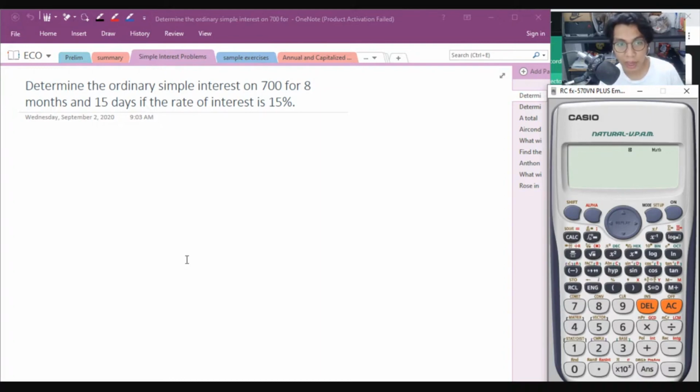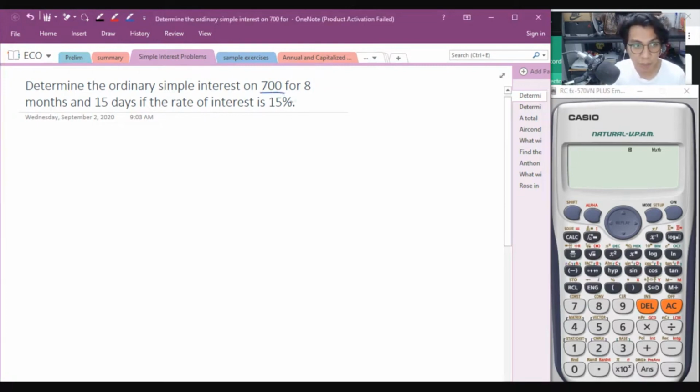Determine the ordinary simple interest on 700. Meaning, you are given 700 pesos for 8 months and 15 days, if the rate of interest is 15%. So, it says ordinary. As you can recall, in ordinary years, 1 month is equal to 30 days.